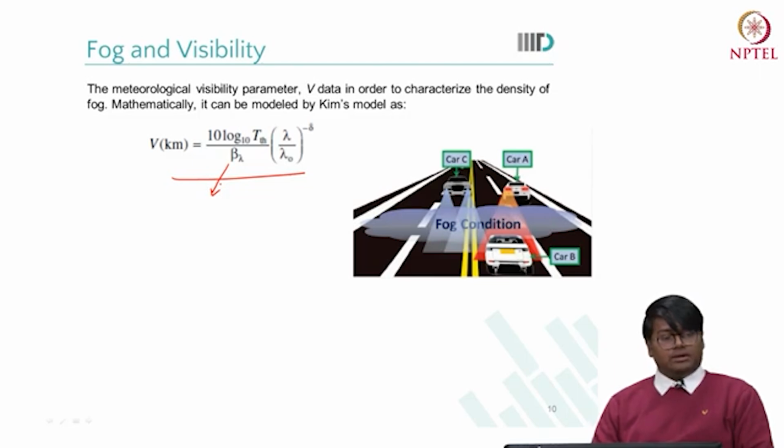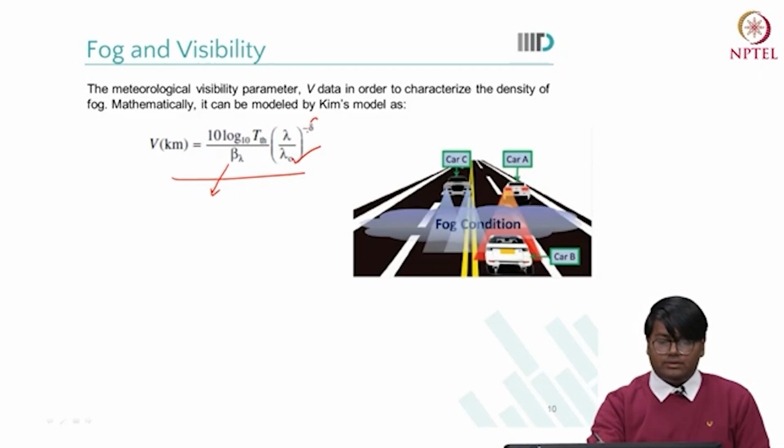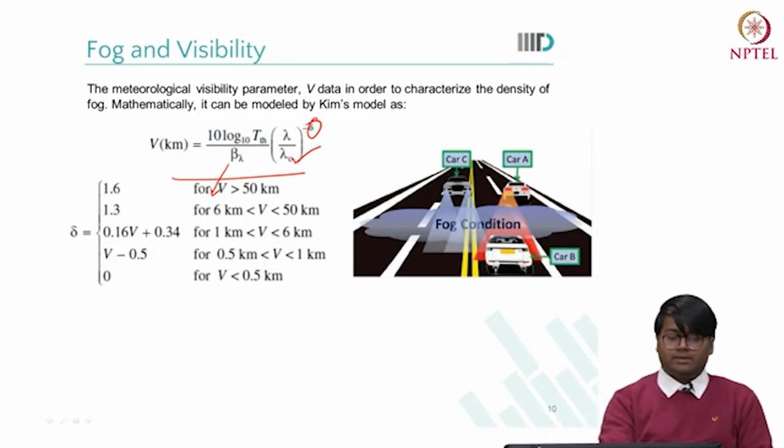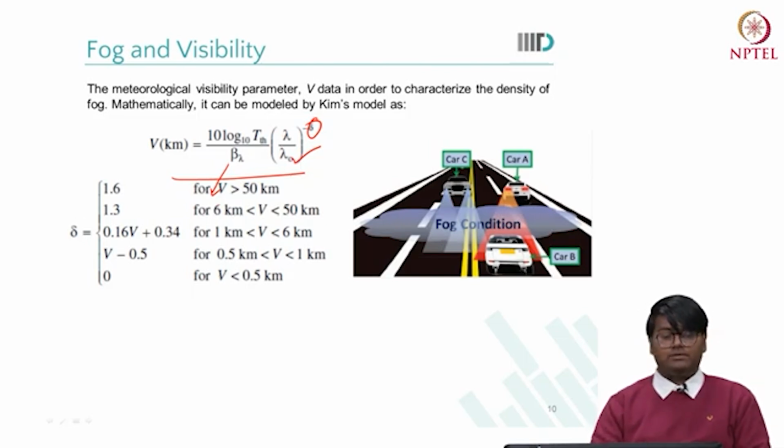Now here this is how we define the visibility parameter. This lambda naught in this particular equation is the maximum spectrum of the solar band, and delta is your particle size related coefficient, and its value is given by this. For different values of V, we have different values of delta.